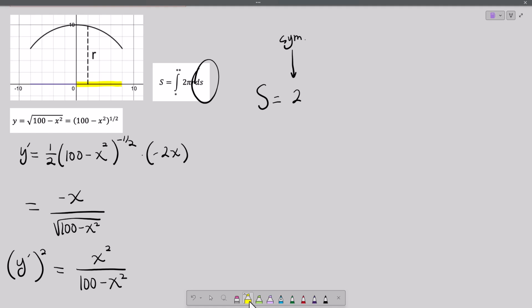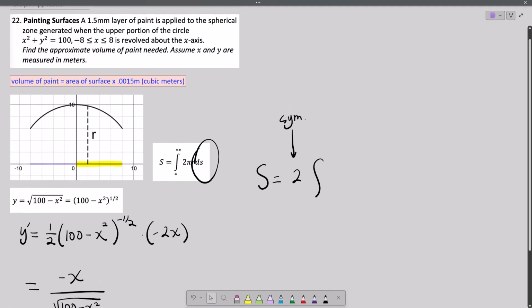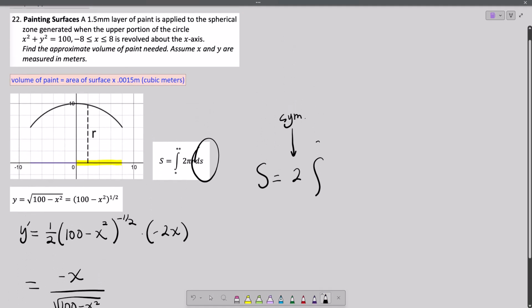Looks like 8. We'll have to figure it out for sure. Maybe they tell us, I can't remember. Let's see. They give it to us, so we're not even calculating anything. So we could go -8 to 8 with no 2, or we can go 0 to 8 with the 2. So that 2 out in front is doubling what's happening from 0 to 8.